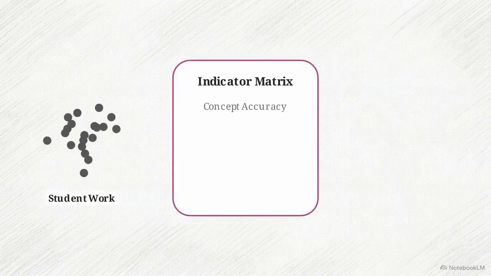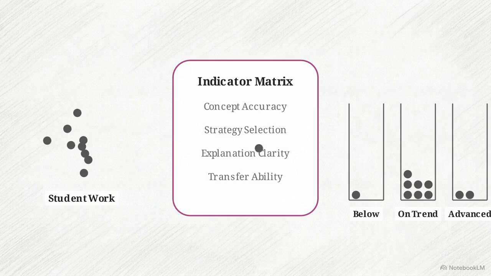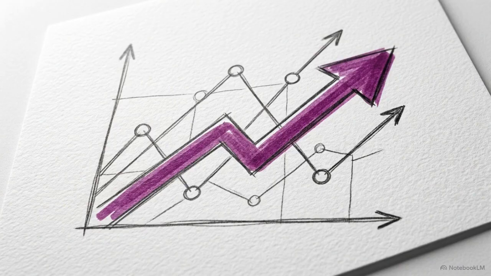Teachers evaluate student work against 4 qualitative indicators: concept accuracy, strategy selection, explanation clarity, and transferability. Using these indicators, teams sort anonymized student work into below, on-trend, and advanced, moving the conversation towards specific evidence of understanding. In Phase 3, spanning weeks 7 through 9, teams focus on trend placement reliability.